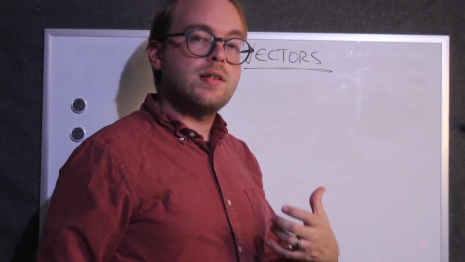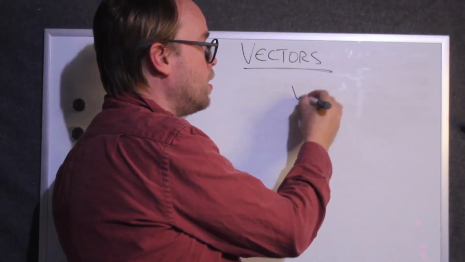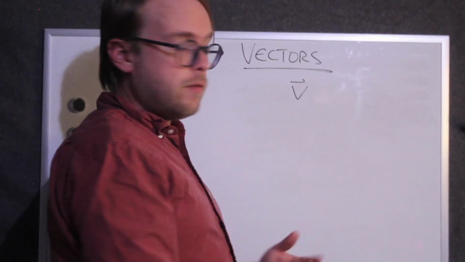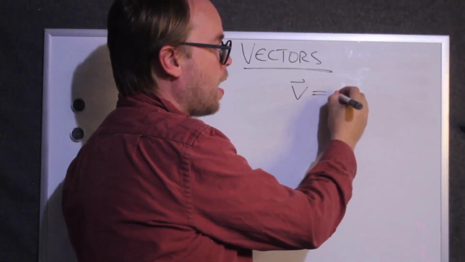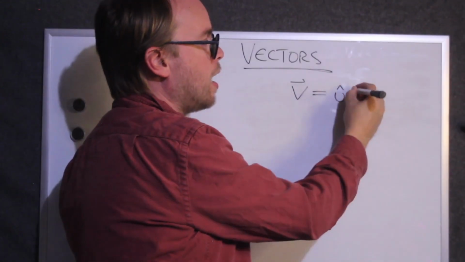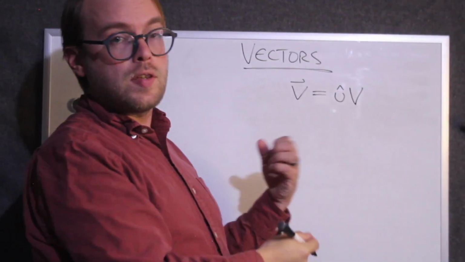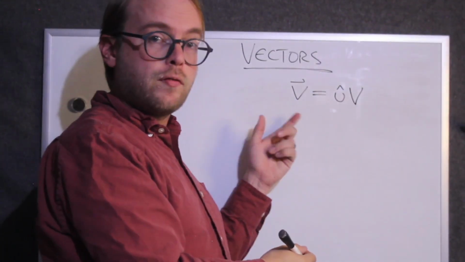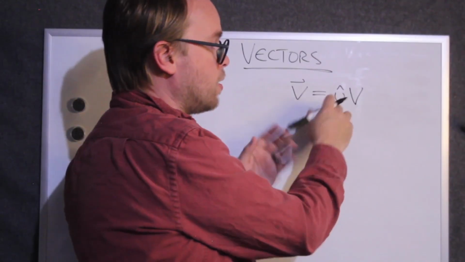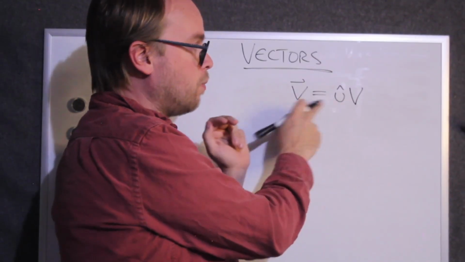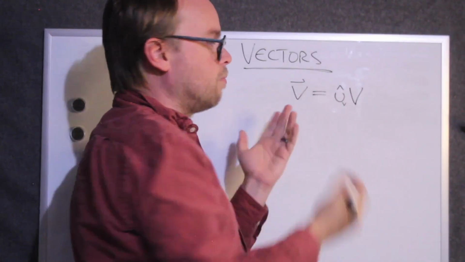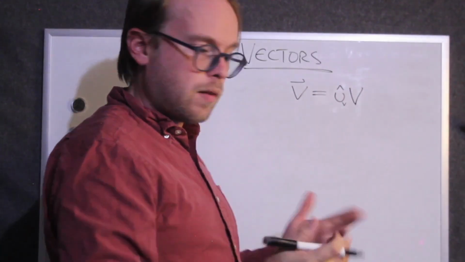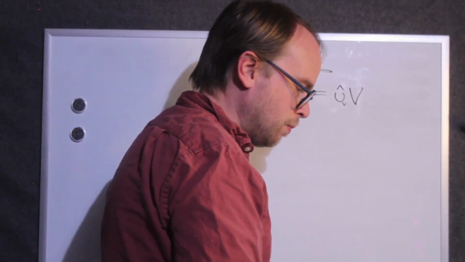So if you want to write any vector v in terms of the unit vector, then you can simply write it as the unit vector times the magnitude of the full vector. Because the unit vector will point in that direction, assuming this is the unit vector that points in the same direction as v.